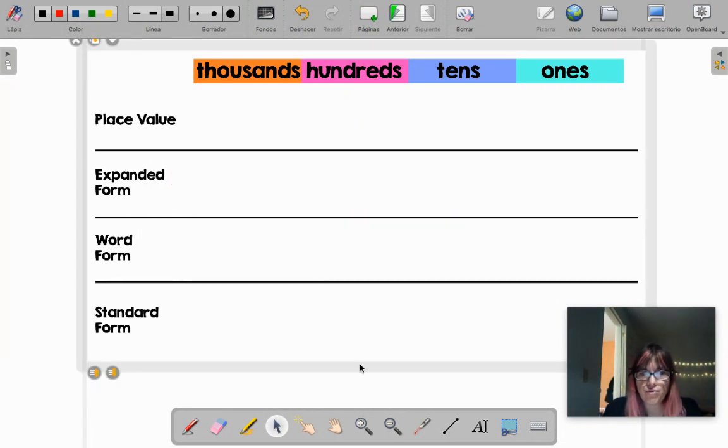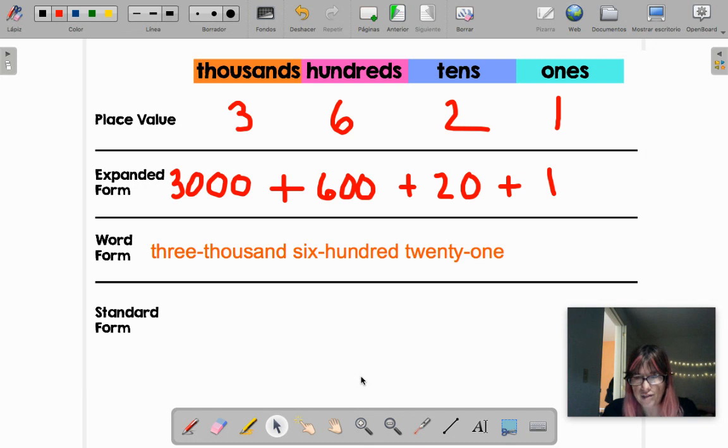That's the word form. No digits, just words. And finally, the standard form is the normal number, all the digits, that would be 3,621. And that's what you are doing in your Google Slides, okay?